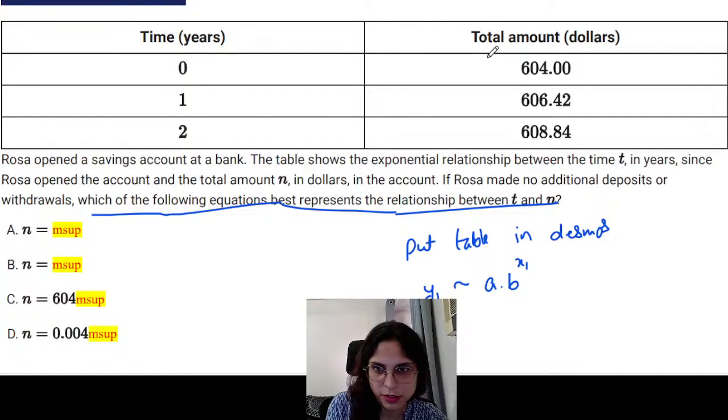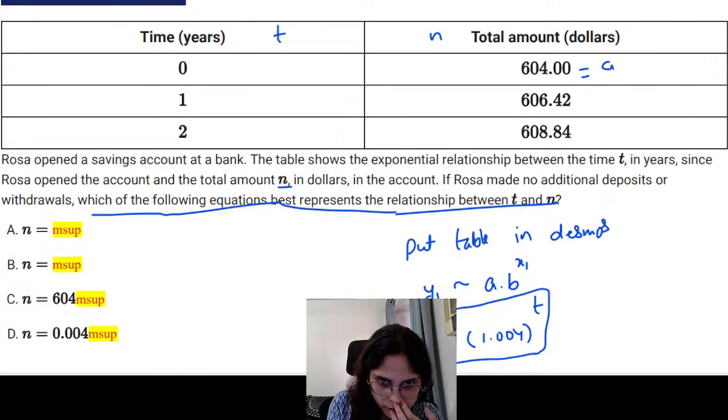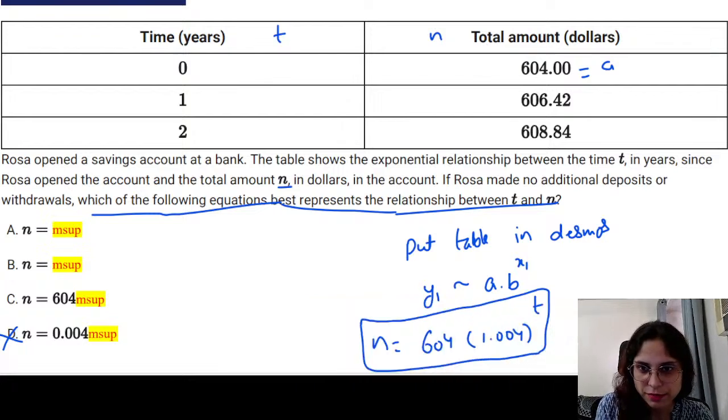Okay, so this is your a. Now your equation is, now y will be changed with n, because this is your n and this is t. So your equation is n is equal to 604 times 1.004 to the power t. Options are not given, so it cannot be d that we are sure about. I'll move myself here. Got it?